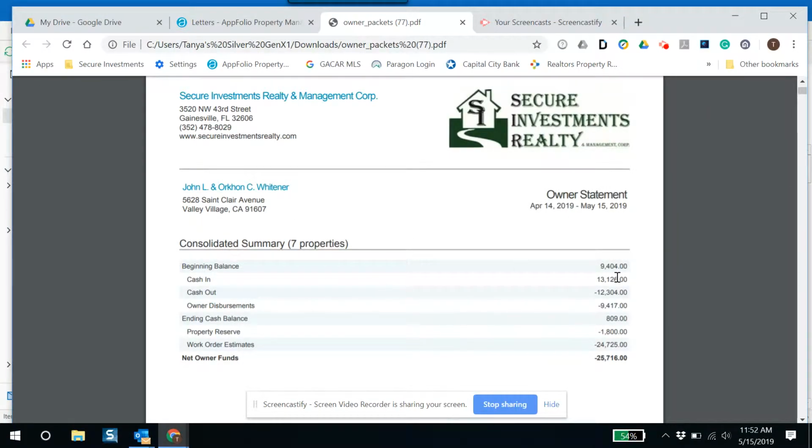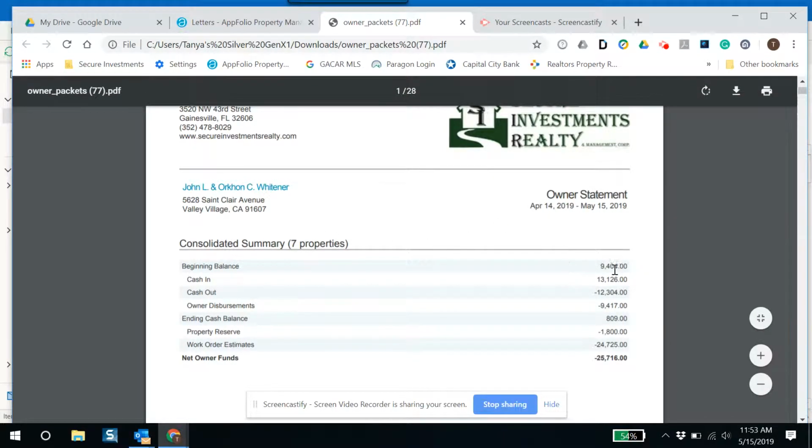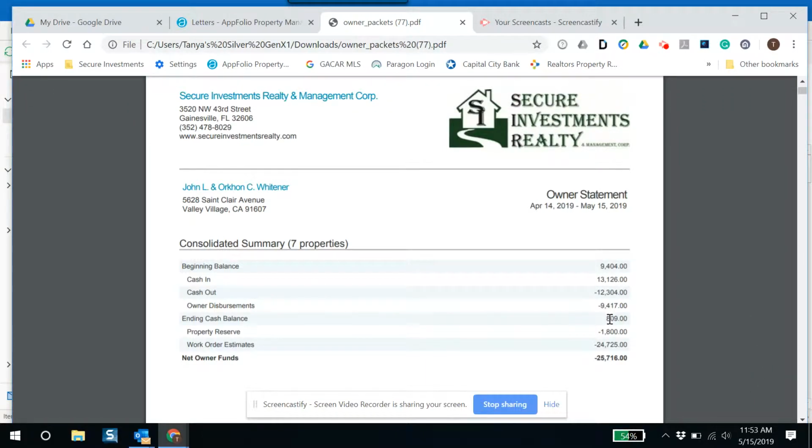So the beginning balance, of course, is what it is, left over from last month, or prior to the 14th. Cash in and cash out is just what transpired during this time. That's how much cash came in, that's how much cash went out. The owner disbursements, that's what we've sent him in between April and May. The ending cash balance is all the money we have on hand, including any maintenance reserves money.